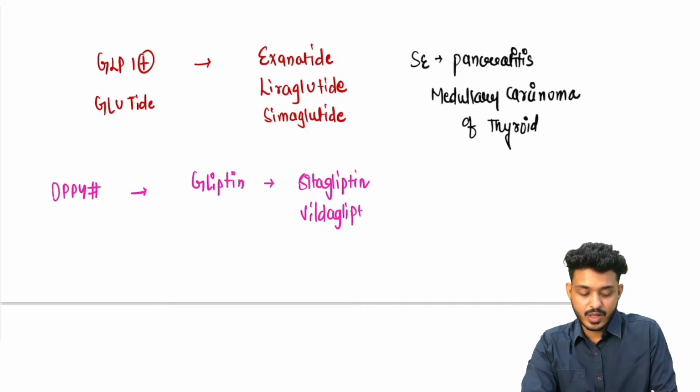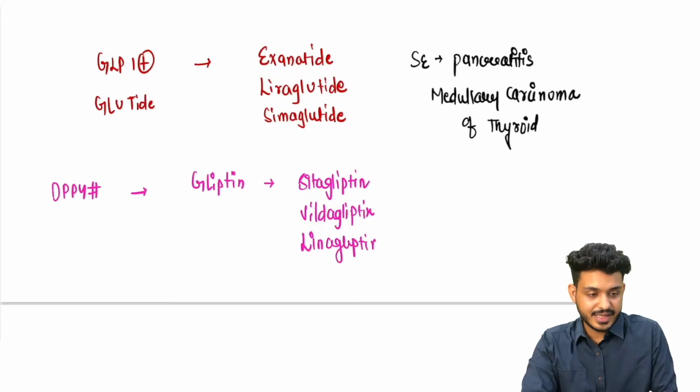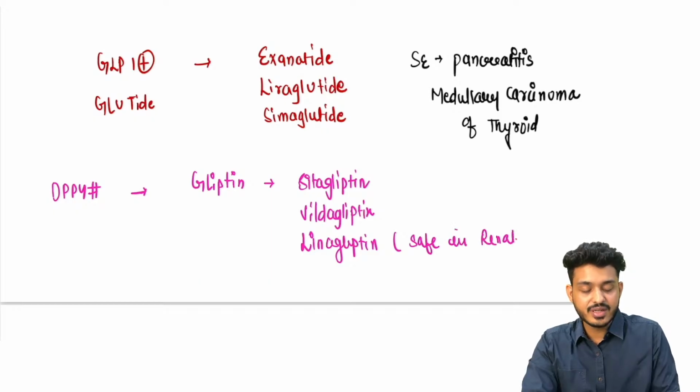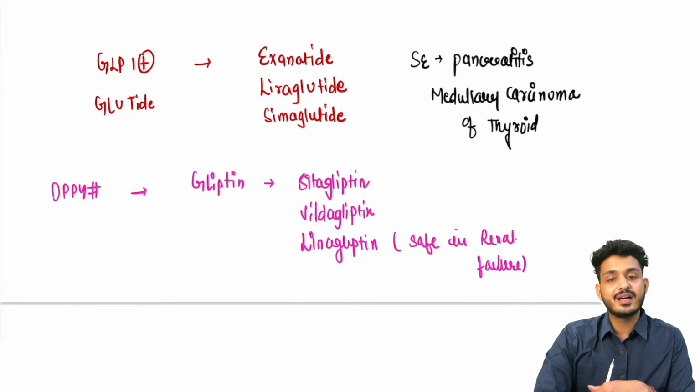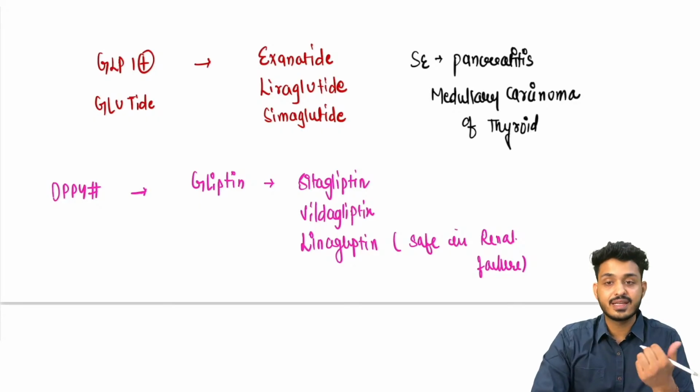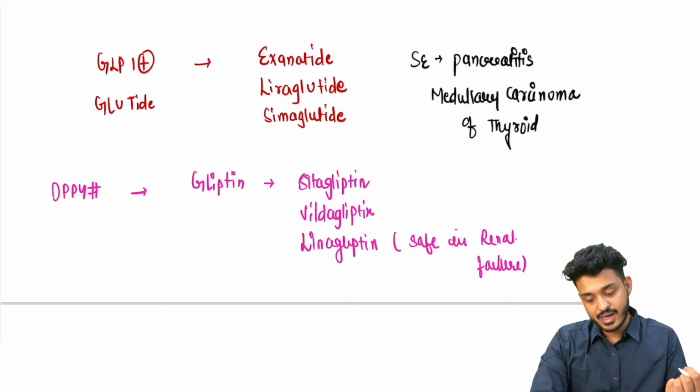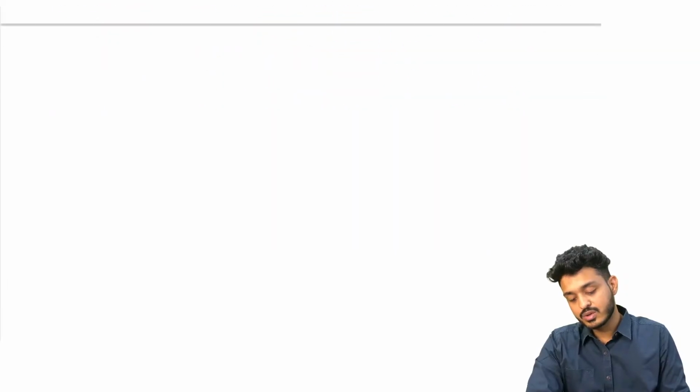And in fact, one previous year question that they have been asking you is about linagliptin. This linagliptin is a drug which is safe in renal failure. Even in a renal failure patient, you can give this drug. Linagliptin can be taken even in liver and kidney failure, right? So this is going to be the fourth class of drugs.